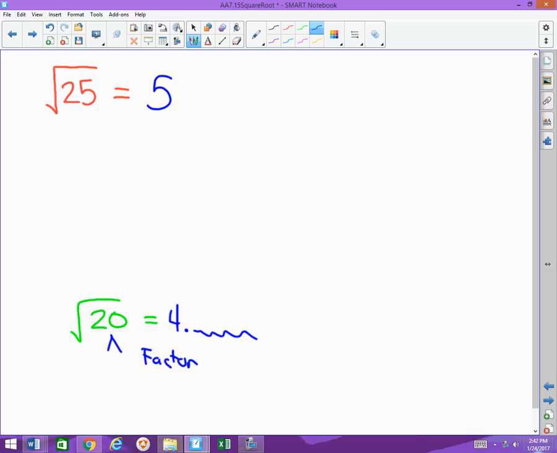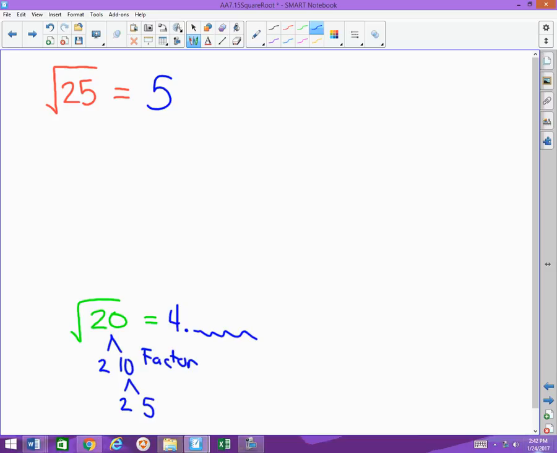And you can factor it in any way you want. So one way that you can do that is to say 2 times 10. Now you look at the numbers that you just factored, and can you take the square root of either one of those two numbers? Well, there is no square root for 2, and there isn't a square root for 10 either. So then we try to factor even more. And that turns into 2 times 5.